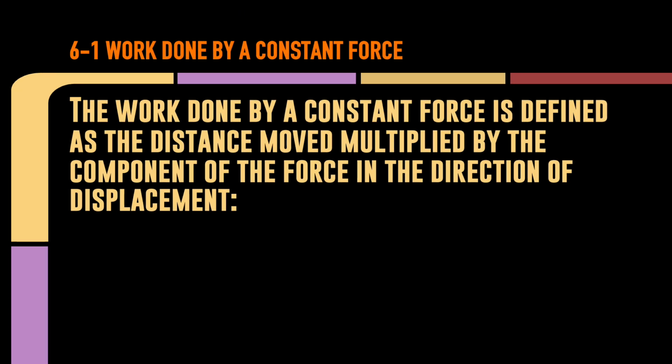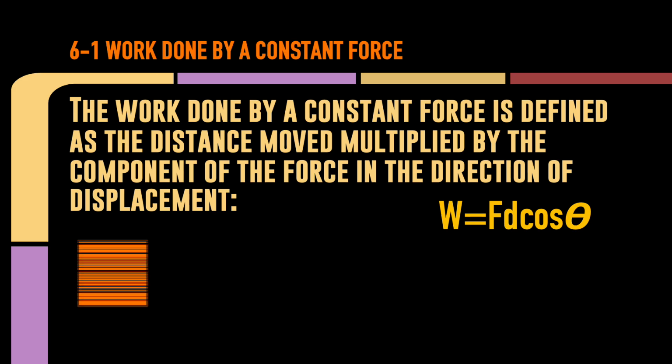So we have the definition here: work is done by a constant force multiplied by the component of force in the direction of the displacement. So we know that as F D cosine theta. And when we say cosine theta, it sort of depends on where the angle is set up. So here's how we'll look at it.